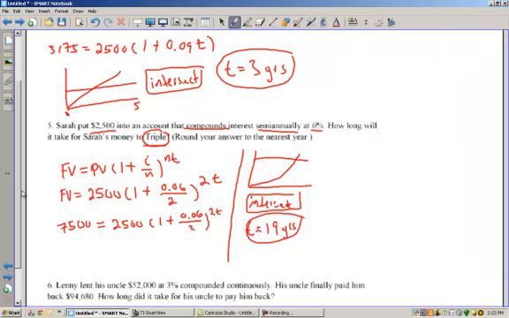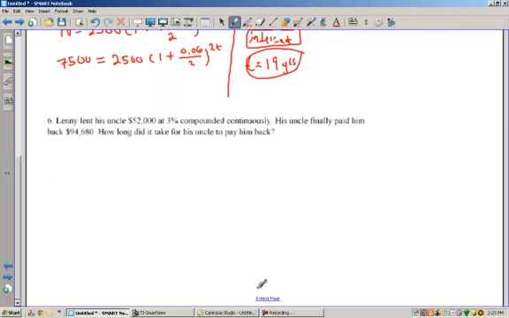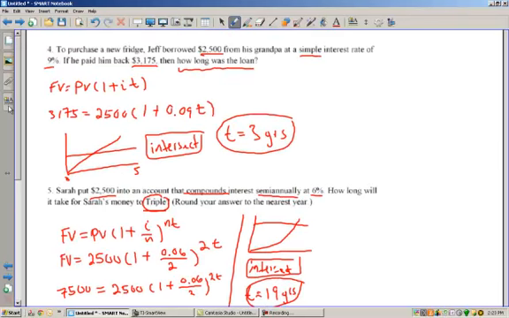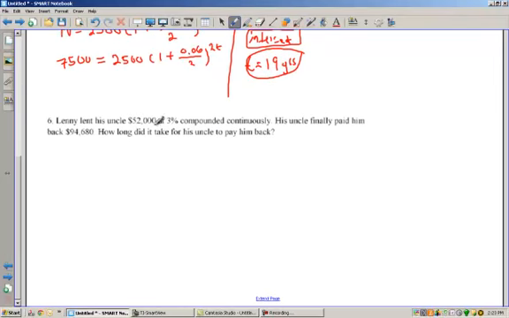All right, finally, the last question on this assignment, number 6, and you can almost guess what it's going to be. The first one was simple interest, then came compound, now I'll have continuous interest, and so we can read it. Lenny lent his uncle $52,000 at 3%, compounded continuously. His uncle finally paid him back $94,680. How long did it take for his uncle to pay him back?